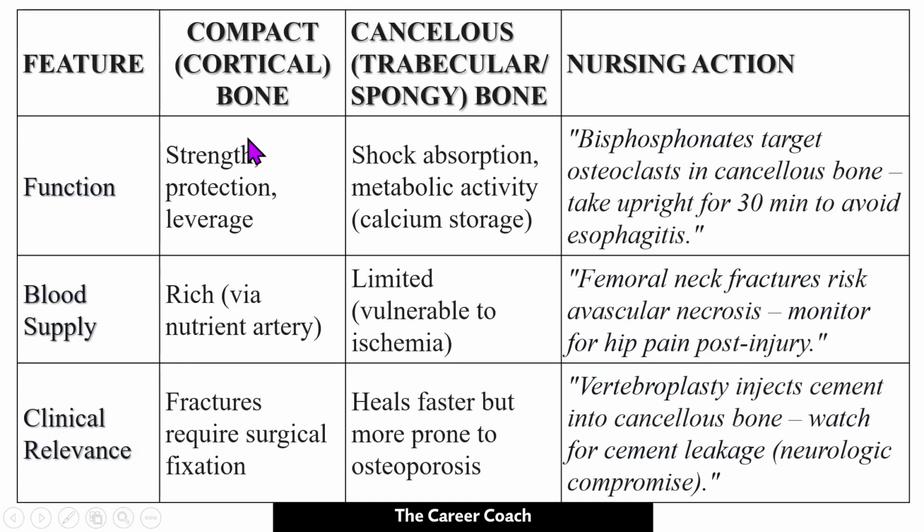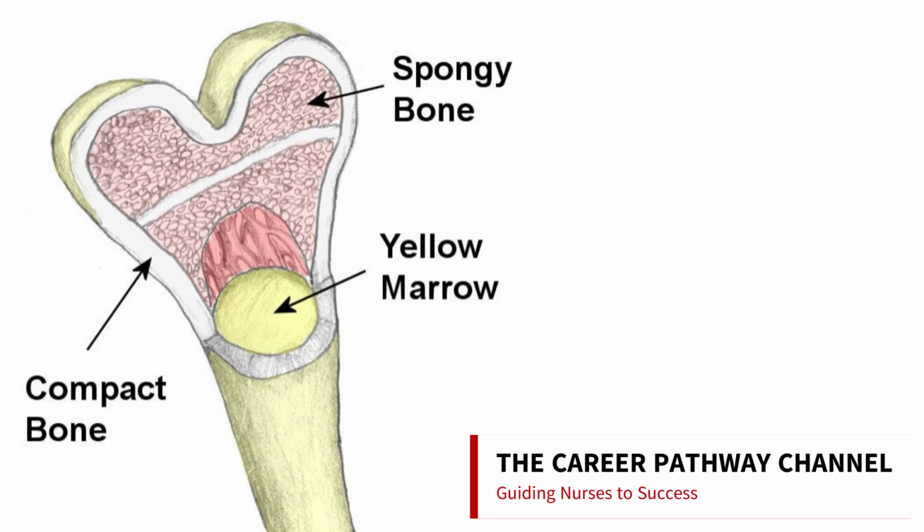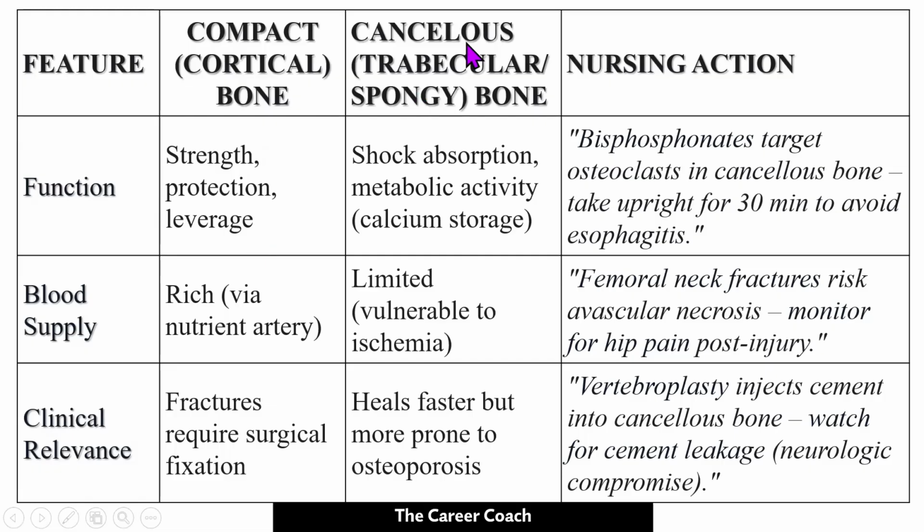Function. Compact bones function for strength, for protection, and for leverage. Cancellous bone, which is spongy bone found inside bones, especially in vertebrae, pelvis, ribs, and the ends of long bones, functions to help in shock absorption and metabolic activities, which include the storage of calcium. How does this apply to nursing? It is applied with regards to bisphosphonates.